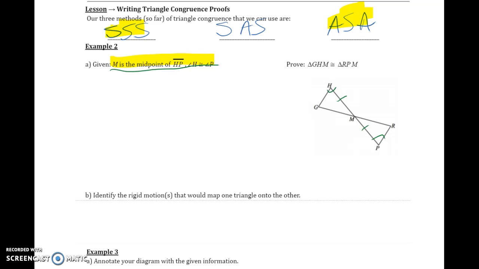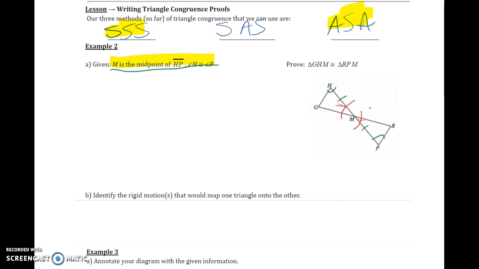So I want to use one of the methods that I have above. I have an angle, I have a side, so I know side, side, side is out. So I'm either looking for another angle and another side. However, they didn't give me any other information about the other sides. So the only thing I can look for is another angle. And you should notice here that we have vertical angles.